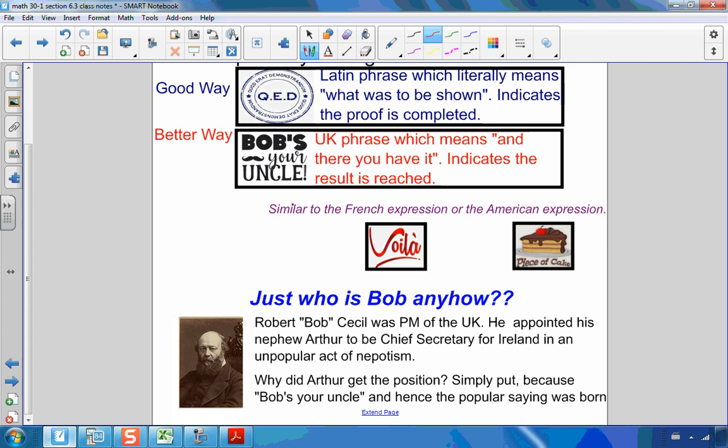Now, when he was prime minister, he appointed his nephew Arthur to be the chief secretary for Ireland for no good reason. And people were up in arms about this. Like, why is he getting this promotion? So it was a very unpopular act of nepotism, which is just showing favoritism to your family members. So the joke in the UK was, why did Arthur get the position? Well, because Bob's your uncle. And that's how the phrase was born. Because I really liked my fun math professor in university, ending it with Bob's your uncle, I cannot in good faith end a proof without saying Bob's your uncle.